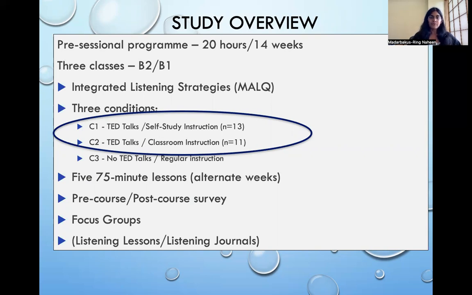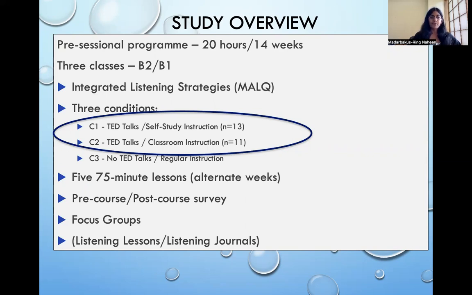These were used with TED Talk lessons, so these were developed to be a listening lesson using a TED Talk. There were self-study instruction learners, where there were 13 participants, and there were classroom instruction participants in the classroom-instructed class, which I taught myself, and there were 11 participants there. Each of these intervention lessons included 5 75-minute lessons, which were taught on alternate weeks.